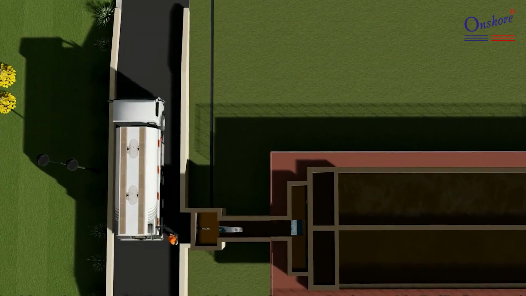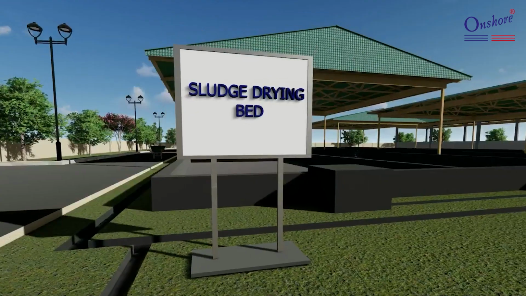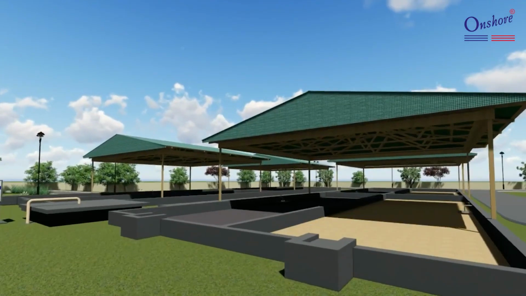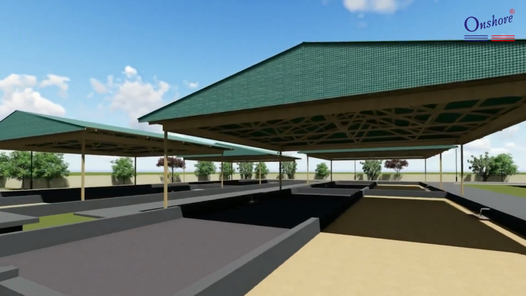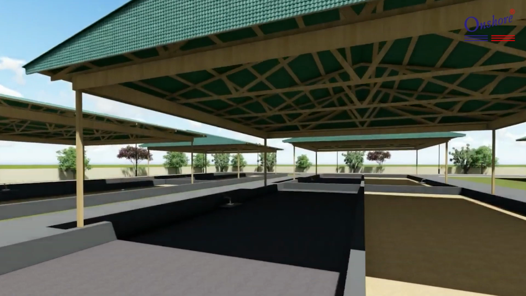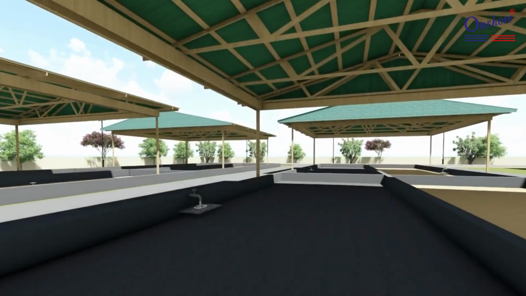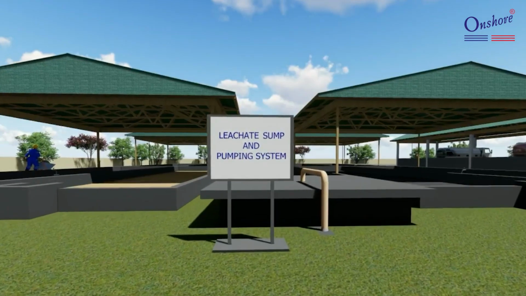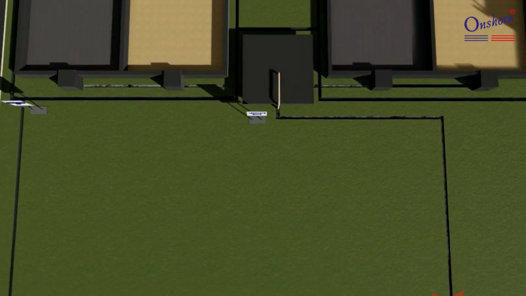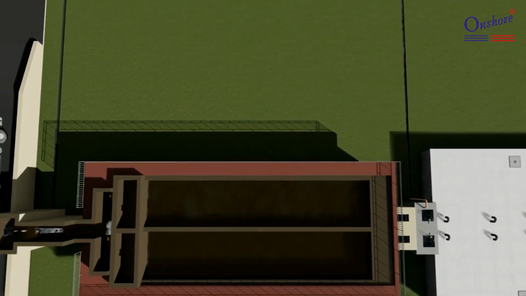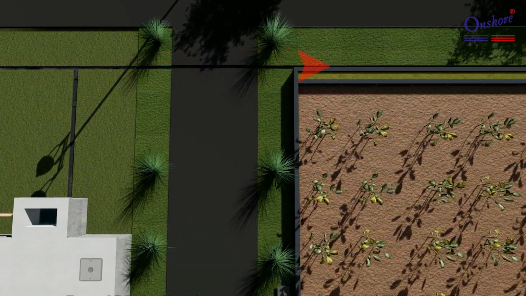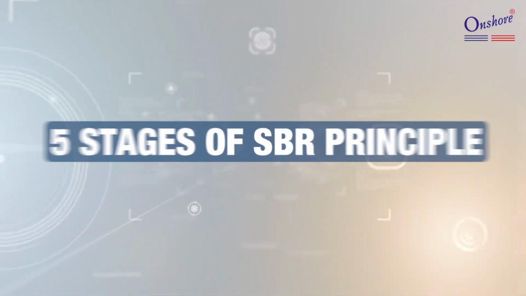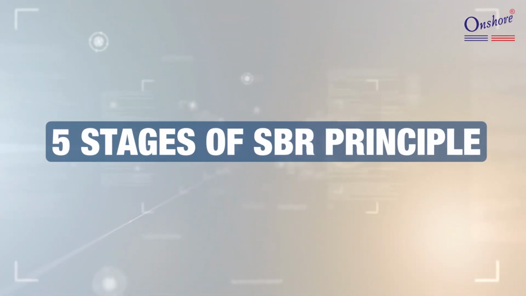The bottom solid sludge is pumped to the natural sludge drying beds. Transparent shed on top of the sludge beds ensures natural sunlight drying. This also protects from rain. The underflow leachate from the sludge beds recirculates back to the leachate sump, from where it is pumped to the secondary biological treatment. The process of SBR occurs in 5 stages.